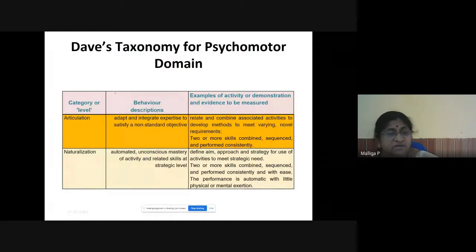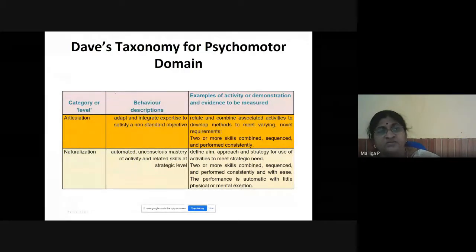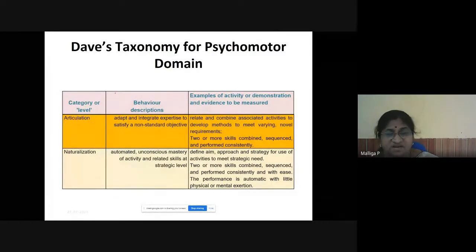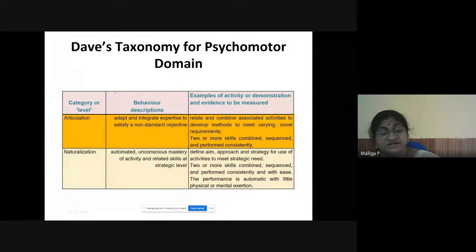Articulation is where you can combine two or more skills. You can sequence them. You can perform consistently. That is articulation. Okay. The next, the highest thing is, yes, any doubts you have, Nitin sir? Okay. Then you have the naturalization. Naturalization is the automated, unconscious mastery of the activity and related skills at a strategic level. So they can do it with ease, without any mental or physical exertion. So that is the highest level.